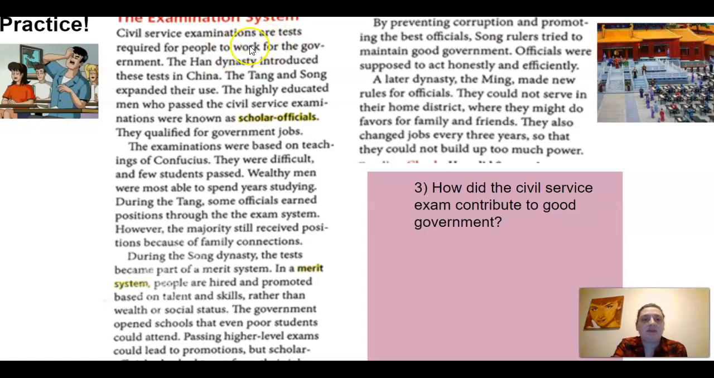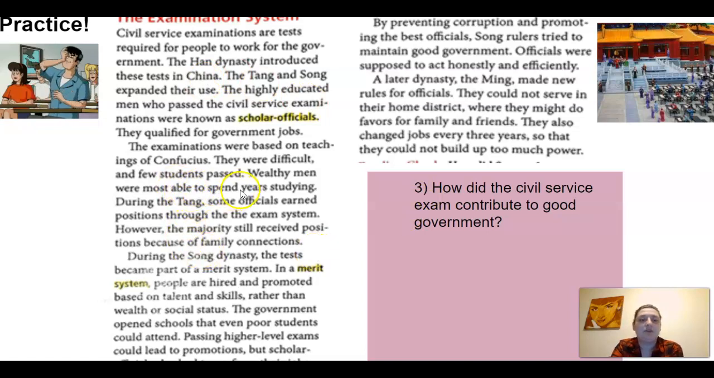Civil service examinations are tests required for people to work for the government. The Han Dynasty introduced these tests in China. The Tang and Song expanded their use. The highly educated men who passed the civil service examinations were known as scholar officials. They qualified for the government jobs. The examinations were based on the teachings of Confucius. We're going to talk about Confucius more in a couple days, so if you're confused about Confucius, you won't be confused about Confucius in a couple days.